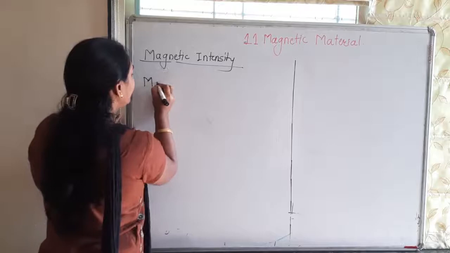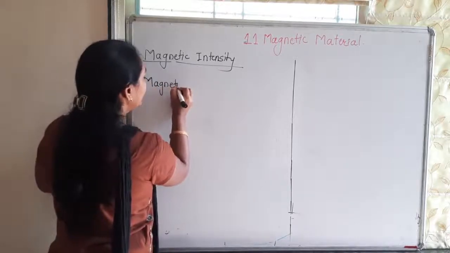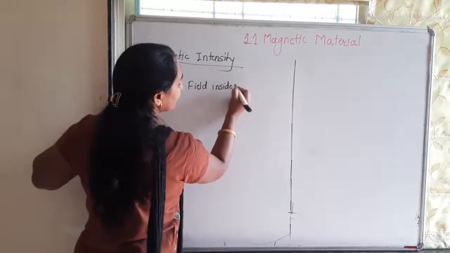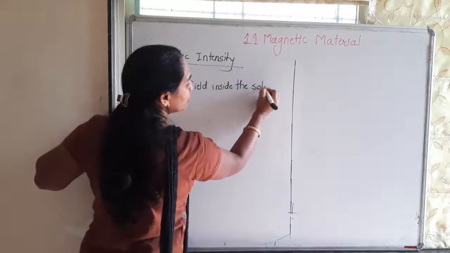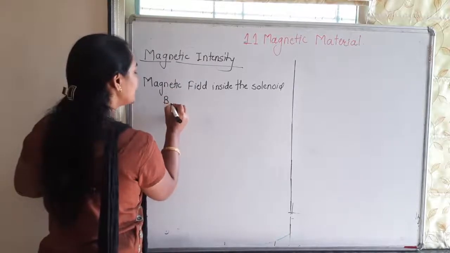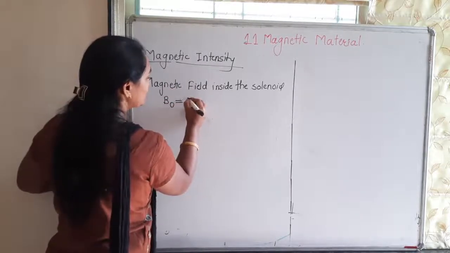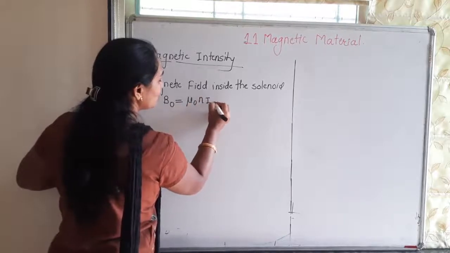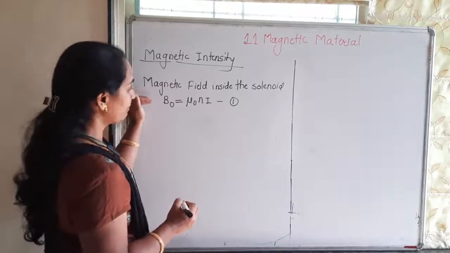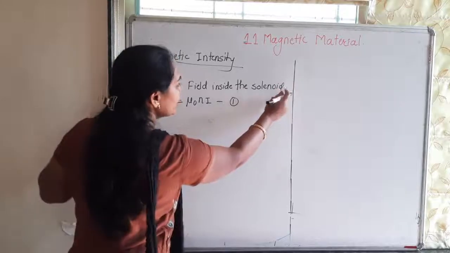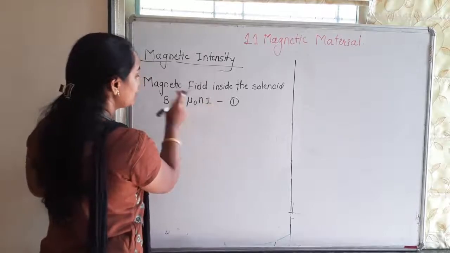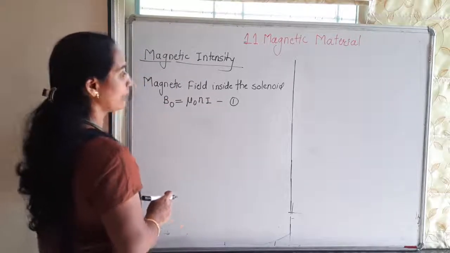Then the magnetic field inside the solenoid, with symbol B0, is equal to mu0 n into I. This is equation 1. This is the equation of the magnetic field inside the solenoid.